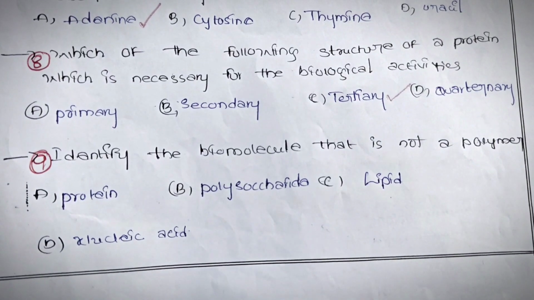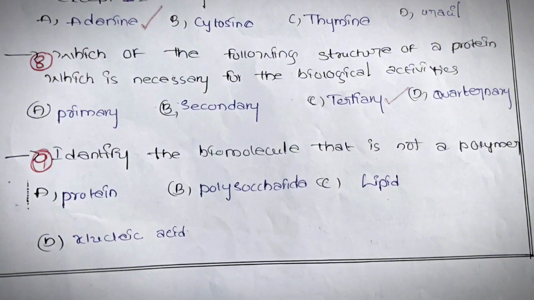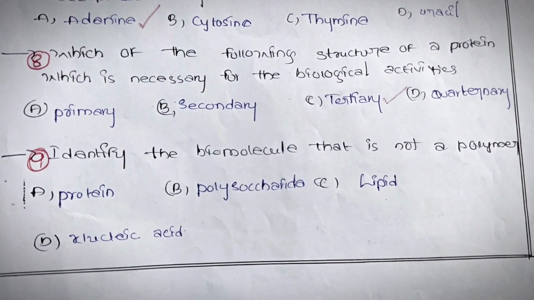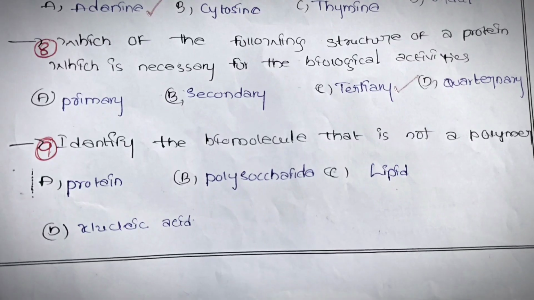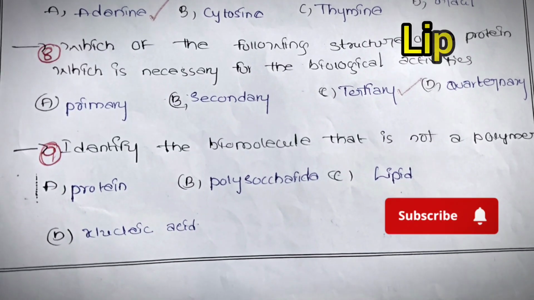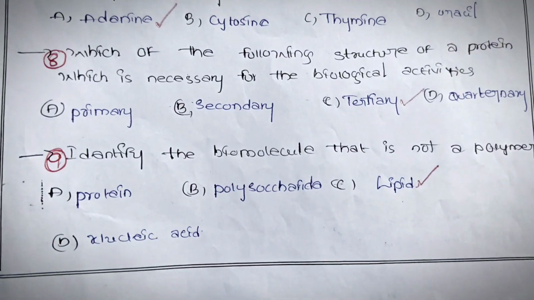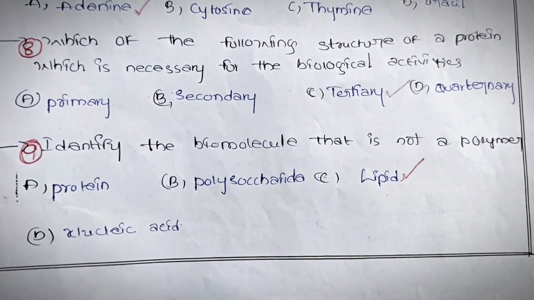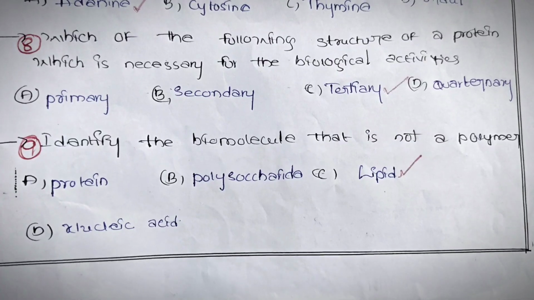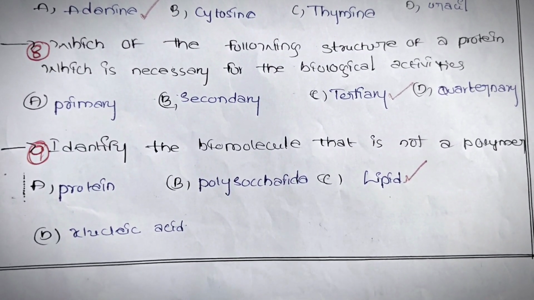Identify the biomolecule that is not a polymer. Options are protein, polysaccharide, lipid, nucleic acid. For this, the correct answer is lipid. So lipids are not polymers. Generally lipids contain fatty acids and a glycerol.